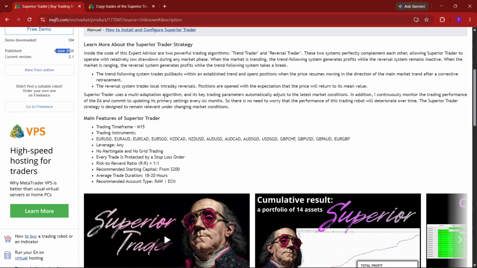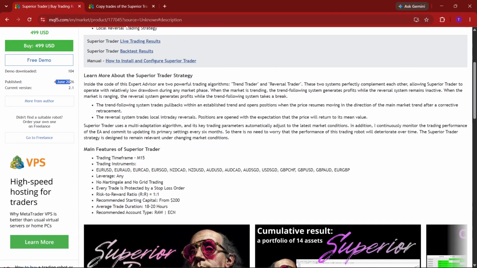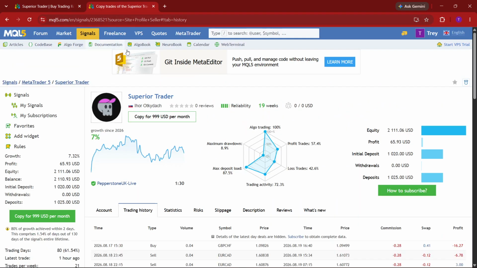As of the latest numbers, it shows about 7.3% growth on roughly $1,000 starting capital. Profit factor at 57.4. Maximum balance drawdown of about 16% and maximum drawdown of 8.9%.